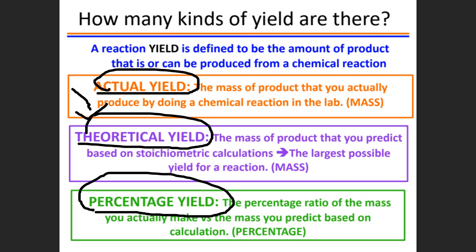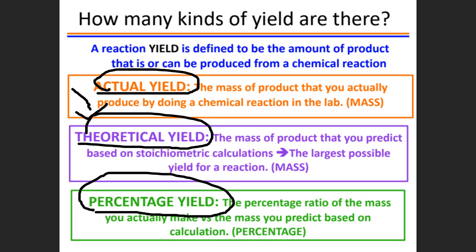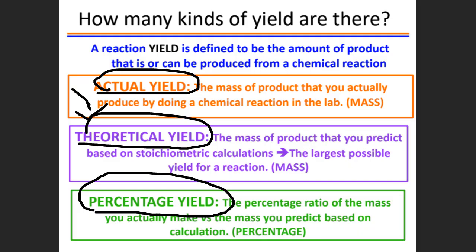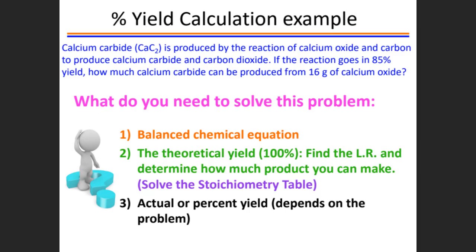Actual yield: the mass of the product that you actually produce by doing a chemical reaction in the lab. Theoretical yield: the mass of the product that you predict based on stoichiometric calculations, the largest possible yield of a reaction. Percentage yield: the ratio of the mass you actually got divided by the theoretical value from the stoichiometry chart, times 100%. Then we can get the percent yield. Got it? There are three types.